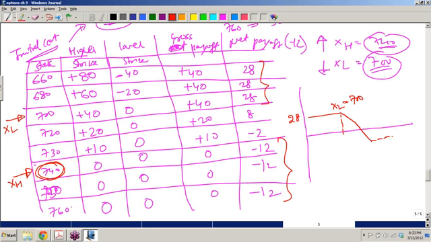The payoff will remain constant at minus 12, which is this point, and this point is the higher strike, which is 740. So any price above 740, the payoff is minus 12. Any price below 700, the payoff is 28. What is your break even? So this is your break even. What would the break even be?